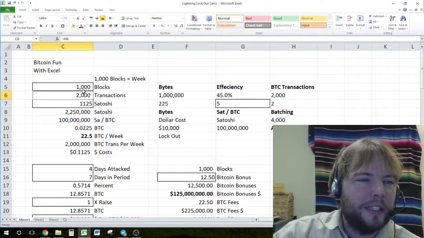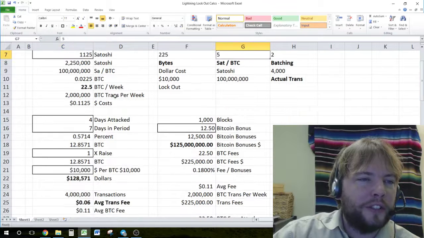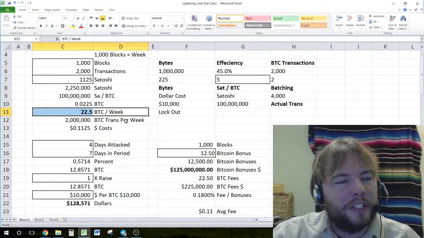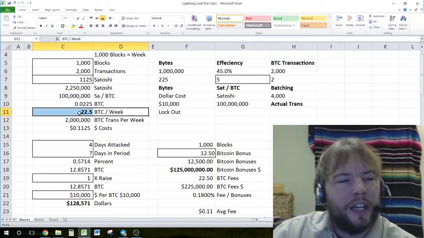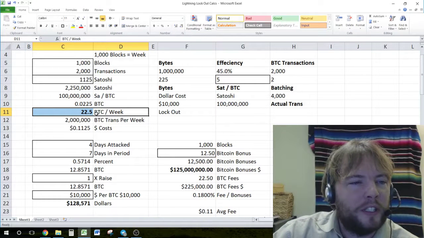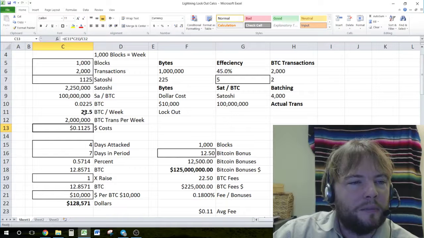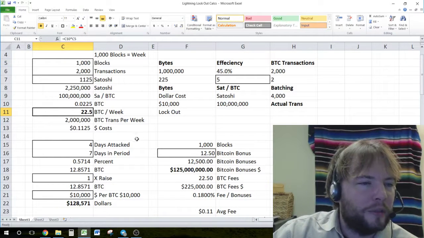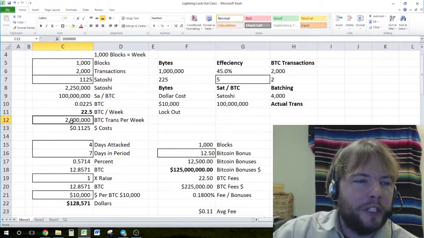If you use 5 satoshis per byte, then in terms of transaction fees per week for Bitcoin, that comes out to 22 Bitcoins worth of transaction fees, which is about 0.002 Bitcoins per block, but 22.5 Bitcoins per week, and 2 million Bitcoin transactions per week.